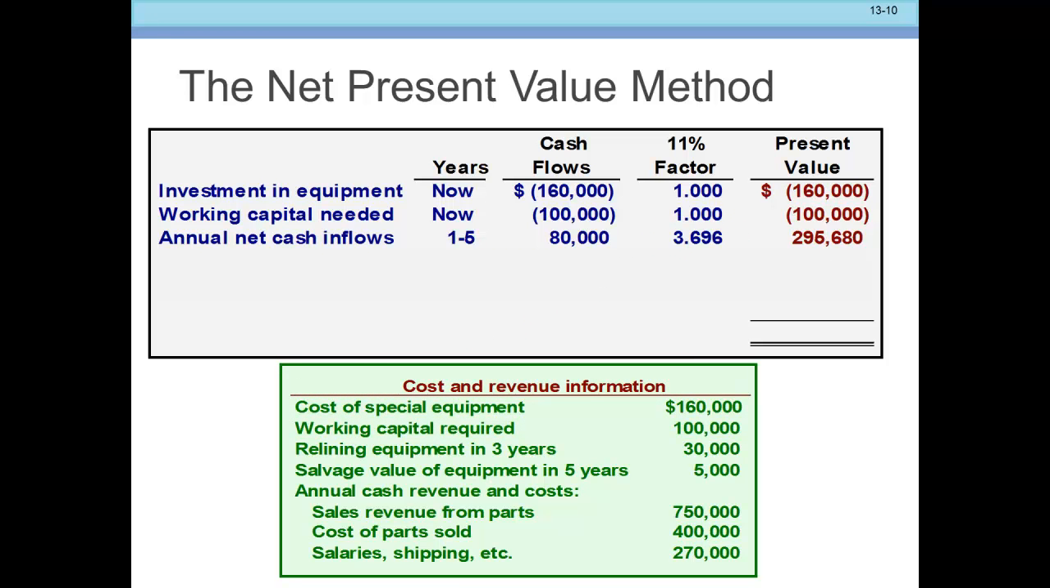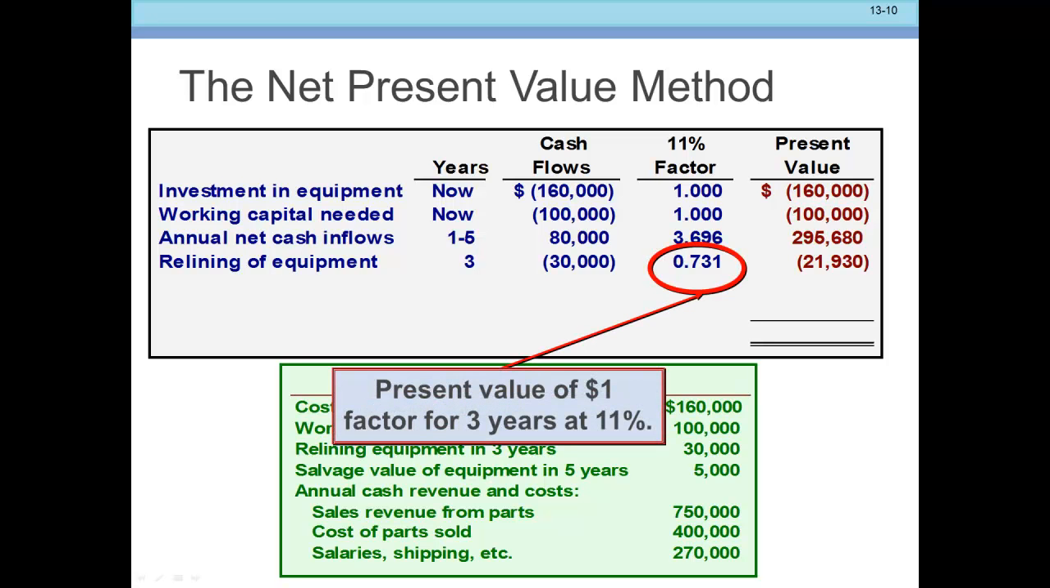Next up, let's calculate the cost of relining the equipment in today's dollars. We think that cost will happen at the end of the third year, so we multiply the cost of $30,000 by 0.731. 0.731 is the present value of a single amount paid in 3 years using an 11% discount rate. In today's dollars, the cost of relining the equipment in 3 years is $21,930.